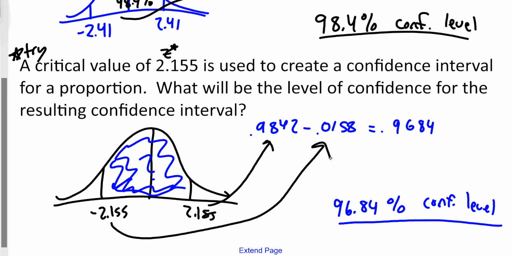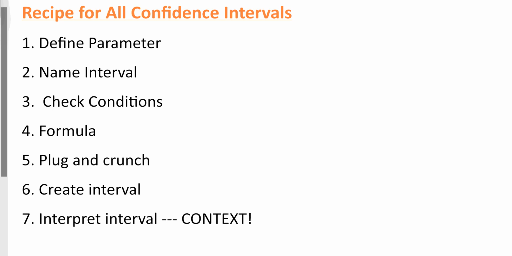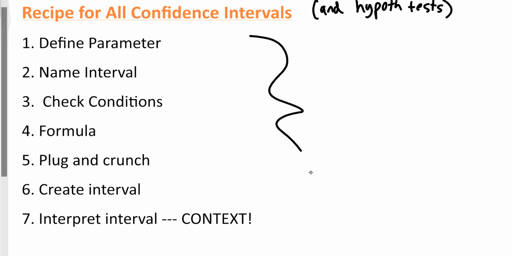So just to wrap it up, we have a recipe. I'm just going to have you pause and write this down. This is essentially a recipe for all confidence intervals. We're also going to get into hypothesis testing, and they're all going to use the same things. We'll get into these more tomorrow and in the coming days. But these are all expected when it comes to the AP test.